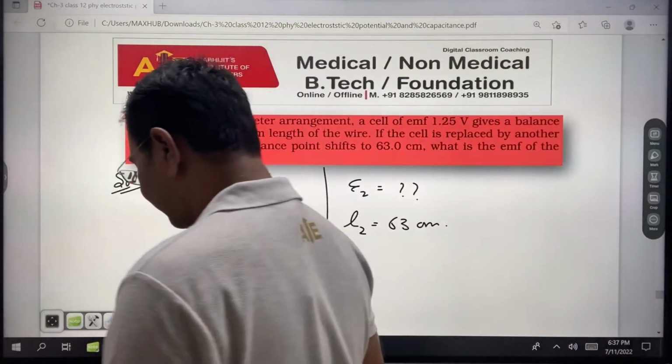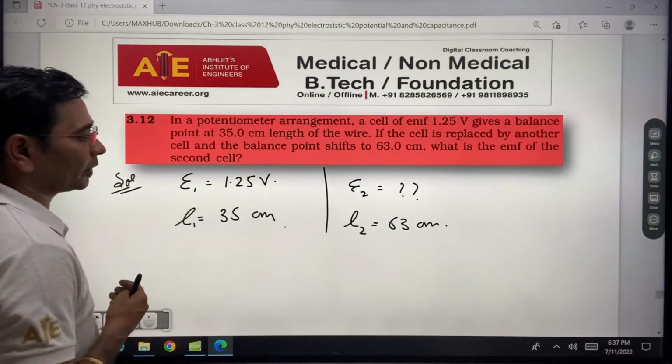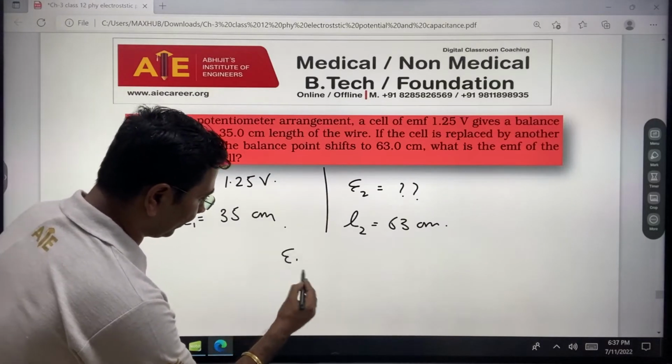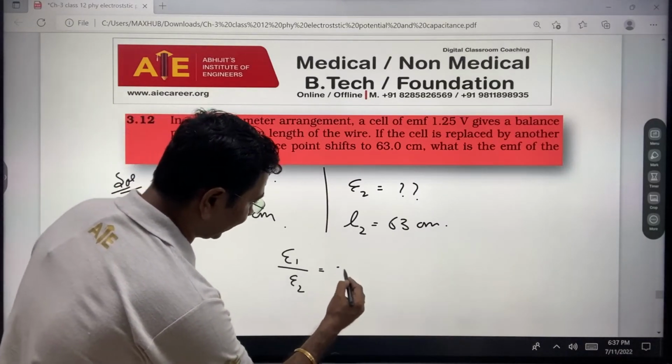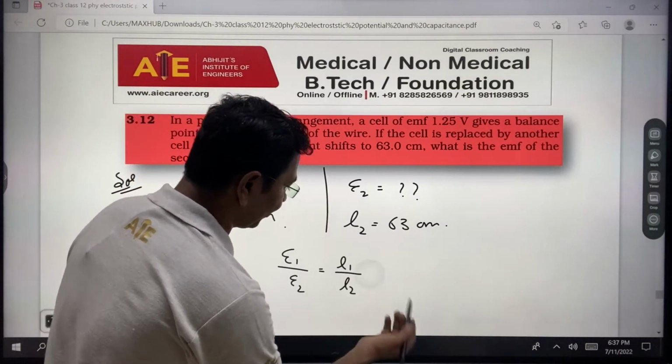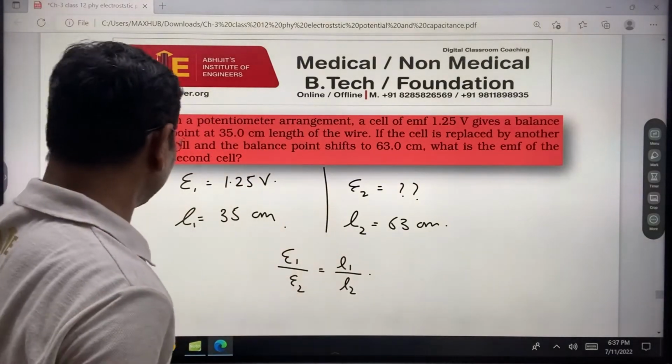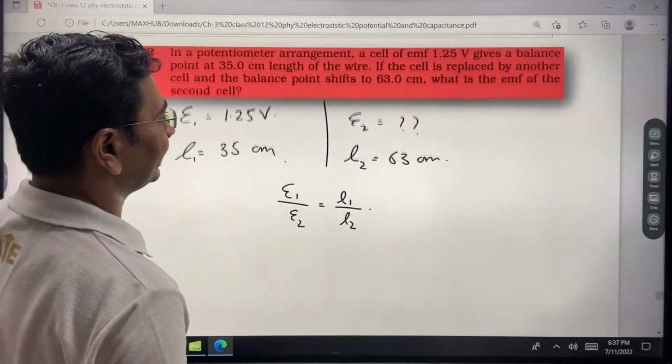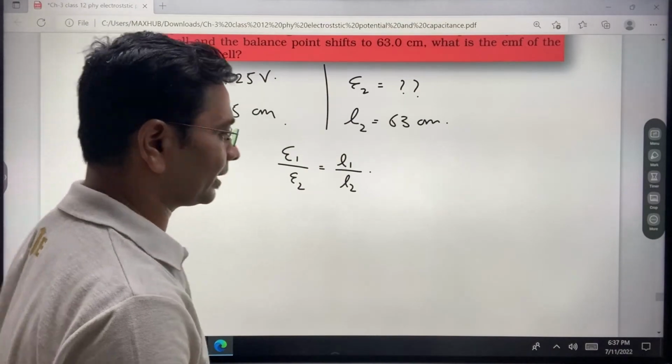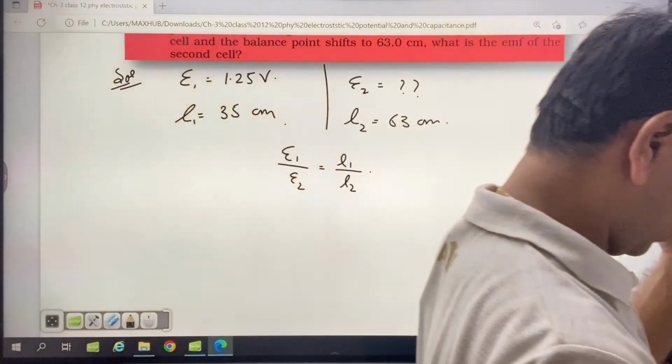And when you talk of this potentiometer, so potentiometer में हमारी क्या होती है? E1 upon E2 is nothing but L1 upon L2. So this is a simple relation. Just data डालिए और आंसर निकालिए. Clear? So E1 upon E2 is equal to L1 upon L2. Just put the data there, right?